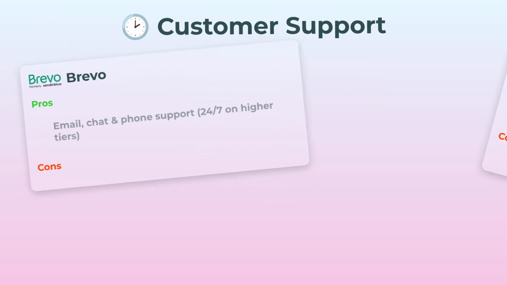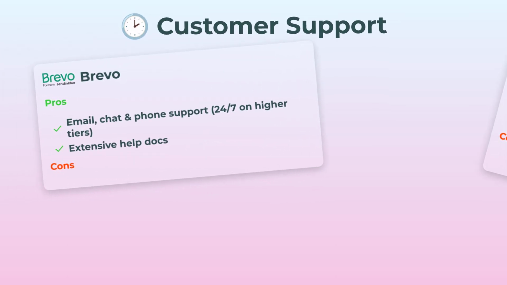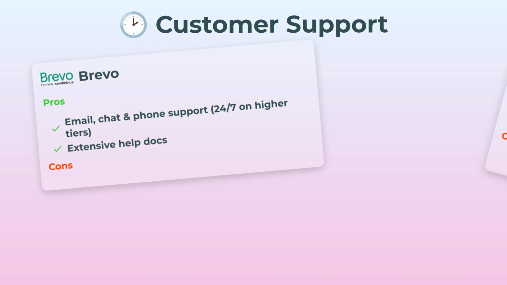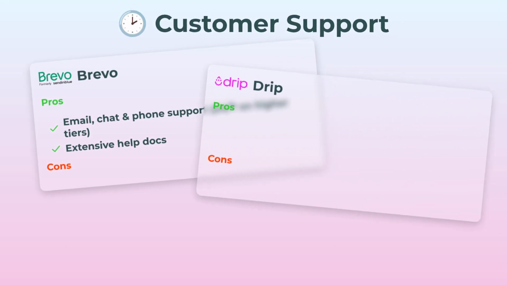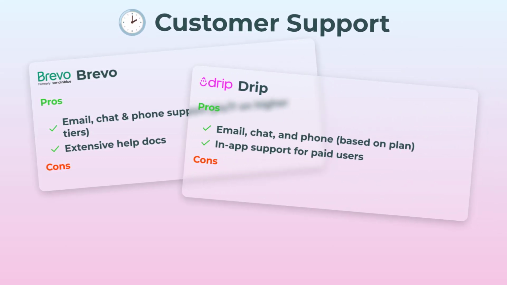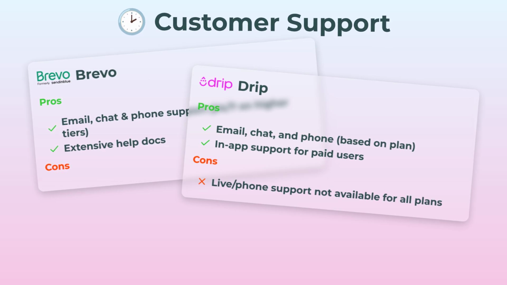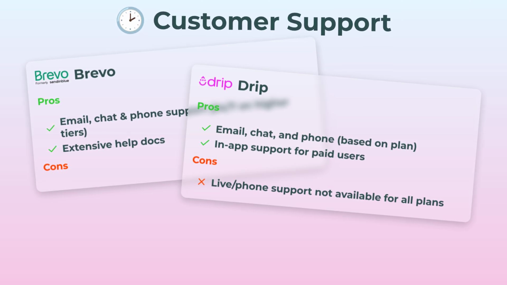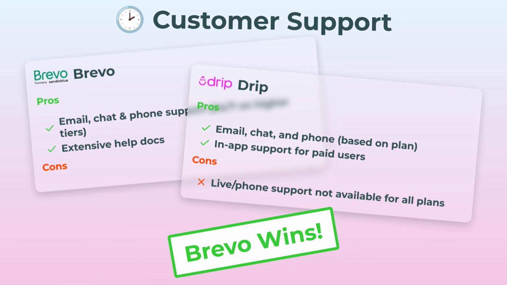Customer support, because nobody wants to be left hanging when things break. Brevo's got your back with email, chat, even phone support. If you're on higher tiers, it's 24/7. Plus, their help docs are actually helpful. Drip does email, chat, and phone based on your plan, with in-app support if you're paying, but live and phone support isn't for every tier, so just keep that in mind. Brevo honestly pulls ahead for all-access support.